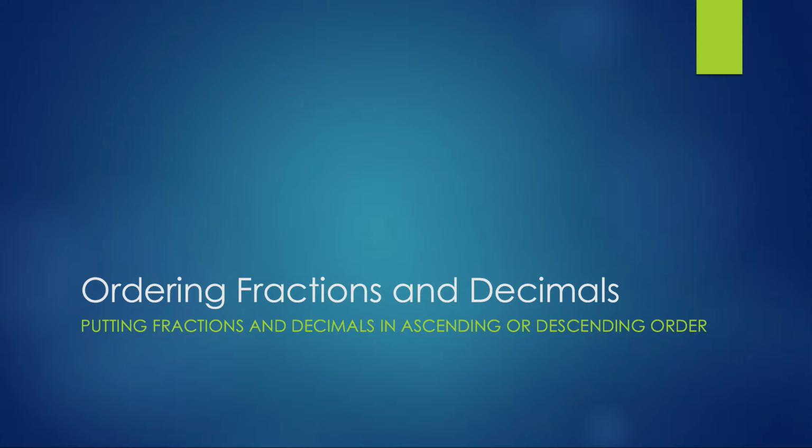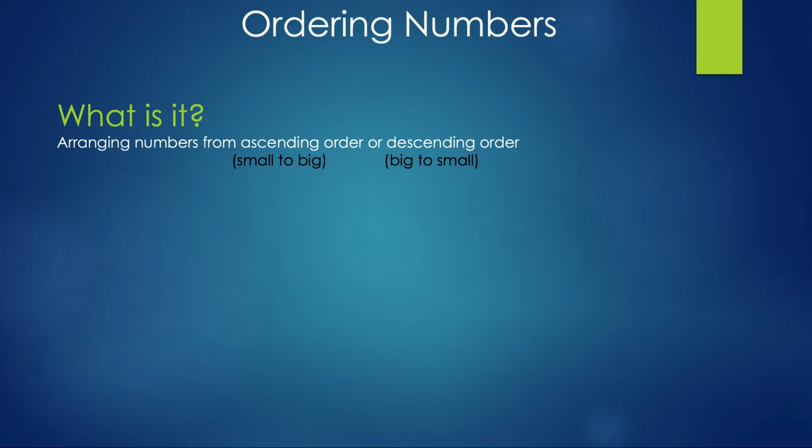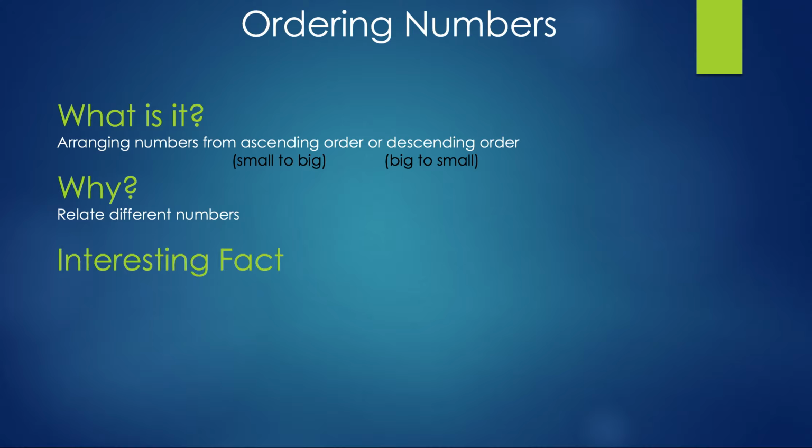Ordering fractions and decimals. Putting fractions and decimals in ascending or descending order. What is it? Arranging numbers in ascending order or descending order. Ascending is small to big and descending is big to small. So why relate different numbers?